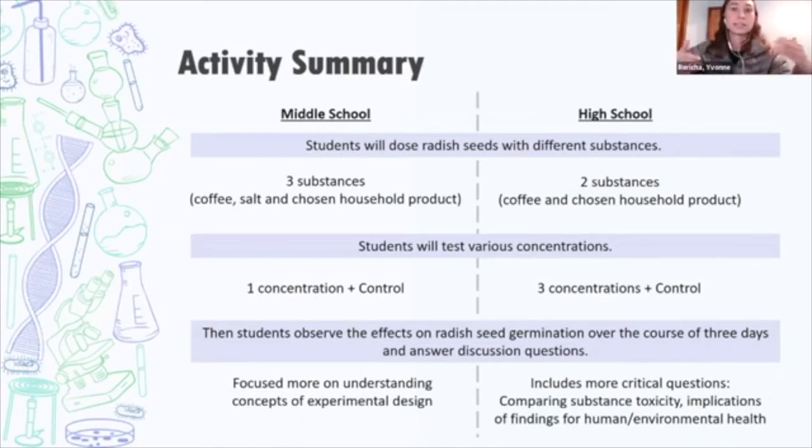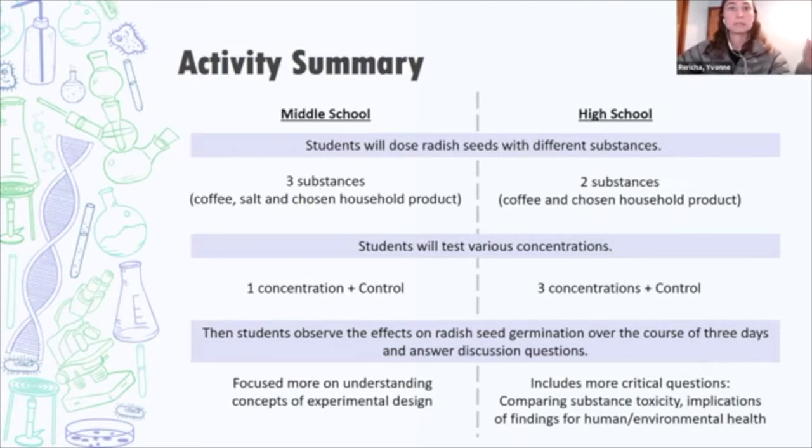So, jumping into exactly what's different between the middle school and the high school levels that we set up. The students begin by dosing their radish seeds with different substances. As you saw in the videos I presented, we asked the high schoolers to test 2 substances, coffee and some chosen household products, whereas the middle schoolers will be testing 3 substances. We provided coffee and salt in the kits, and then they also get to choose a household product.